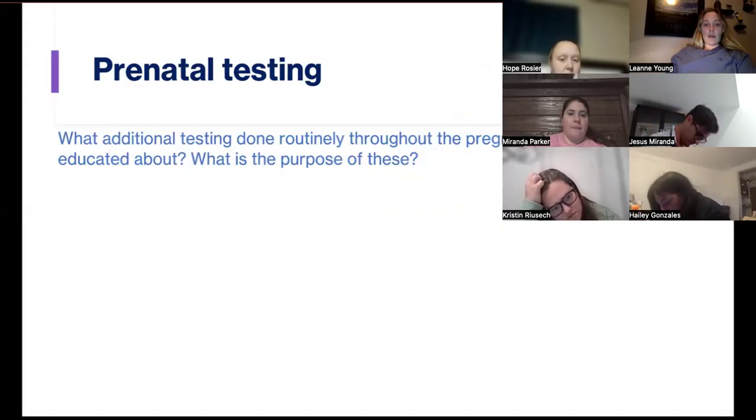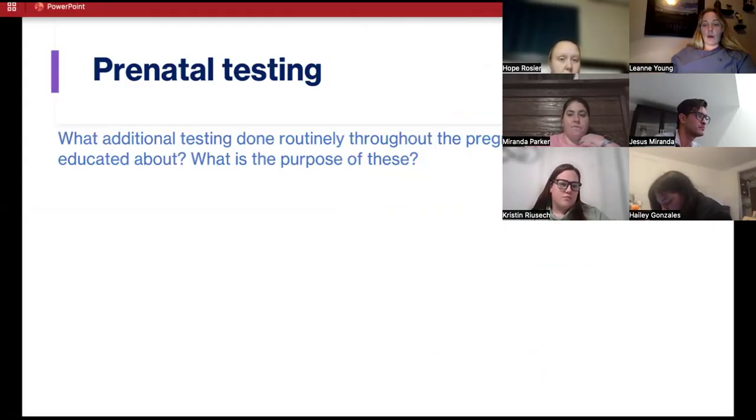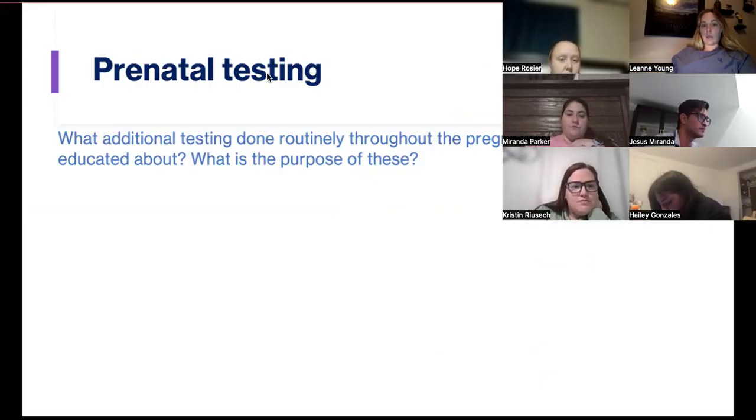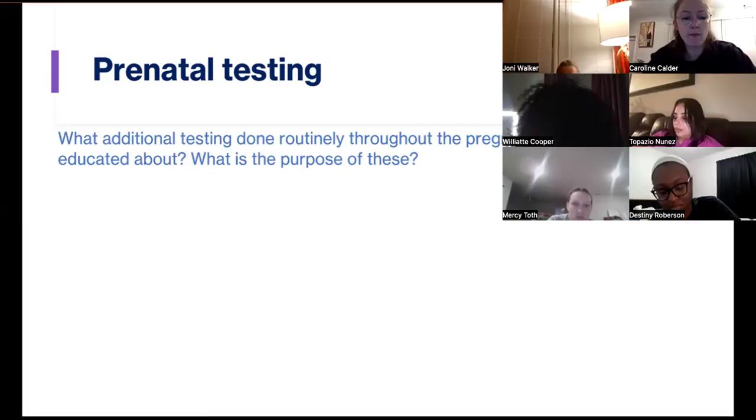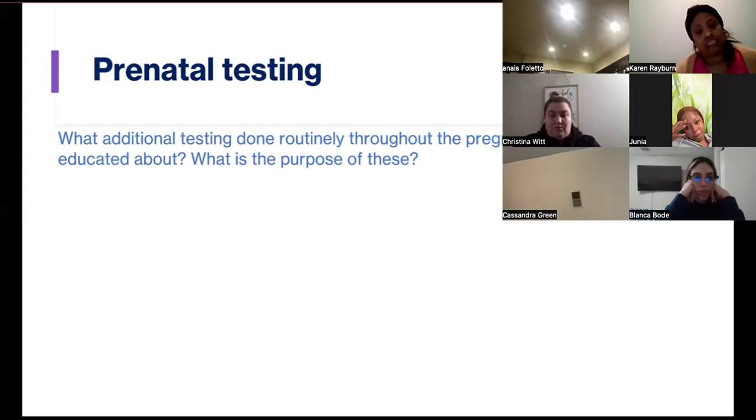What additional testing done routinely throughout the pregnancy will Abby be educated about, and what is the purpose of these tests? What do you guys think? This isn't necessarily talking about her risk factors, just your standard tests that a woman goes through during pregnancy. The glucose test, yeah, glucose testing, just to check for gestational diabetes. Yep, exactly. What other ones? Urine tests. Monitoring blood. Stress test. Sometimes we'll do stress tests. Yep, and that's to assess for fetal well-being.